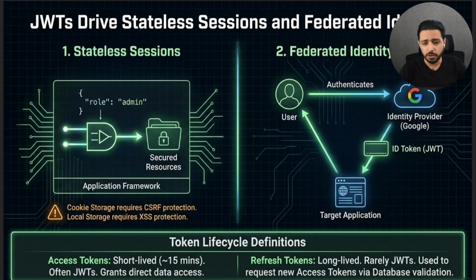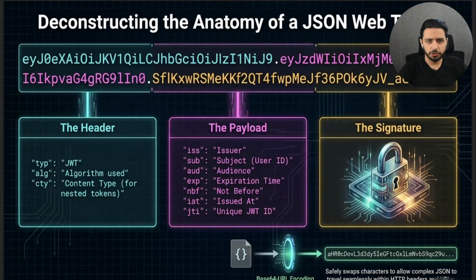It sounds simple so far, but to actually build this safely, you have to understand exactly what is inside this string of characters. Let's break down the three specific parts that make up every JWT. Every JWT is made of three parts, separated by dots. It looks like a long string of random characters, but it is actually just JSON data that has been encoded.